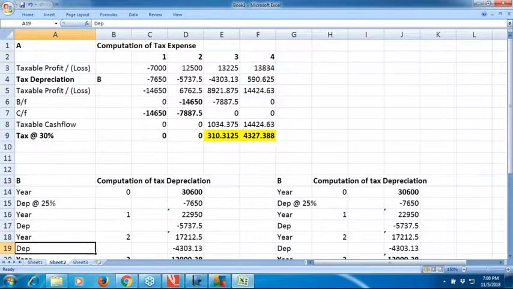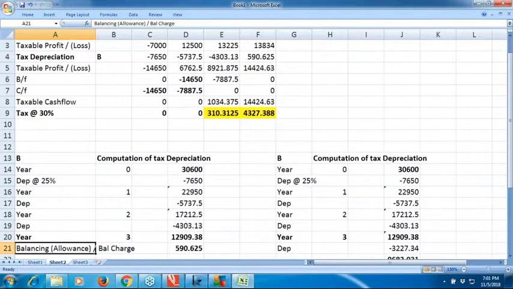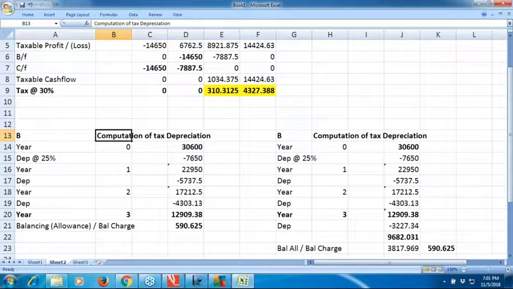Okay, you have issues with the calculation of the tax depreciation. So let's talk about the tax depreciation computation. What exactly is wrong with it? What is it that you are unable to understand? We stop in the year where there is a balance. Yes, we do stop in the year where there is a balancing figure.